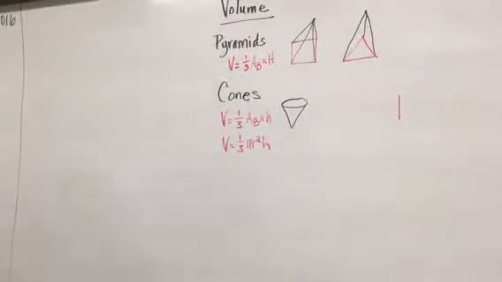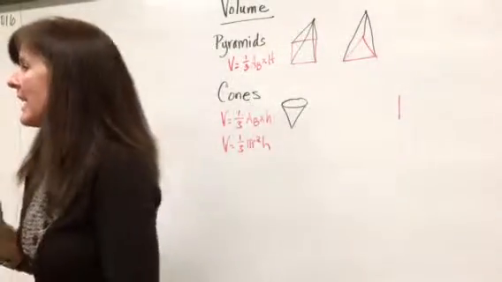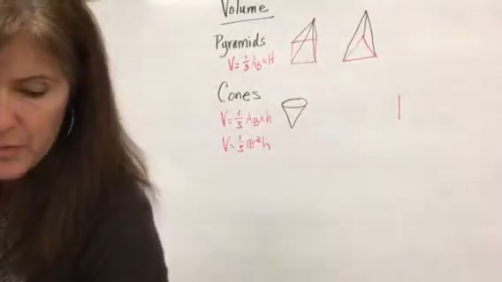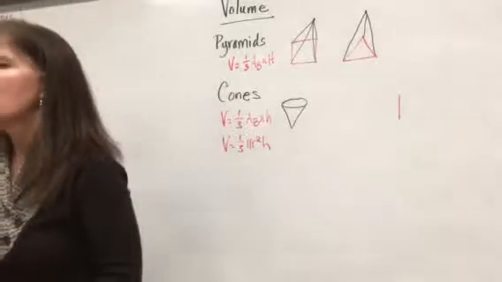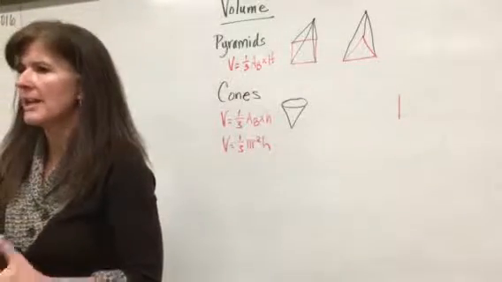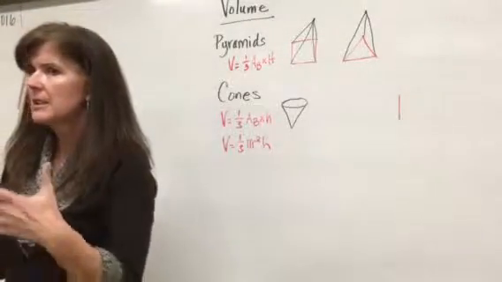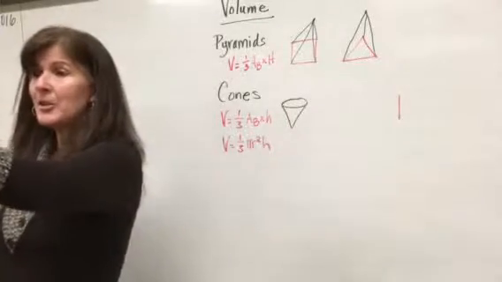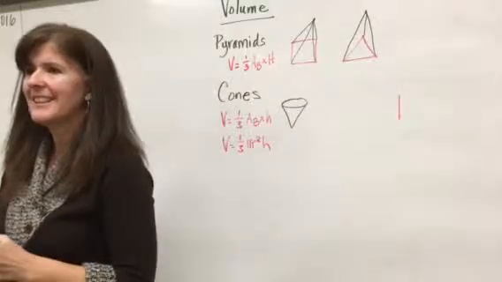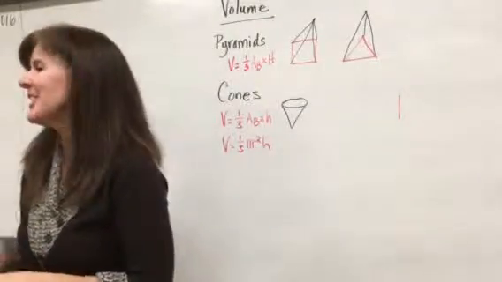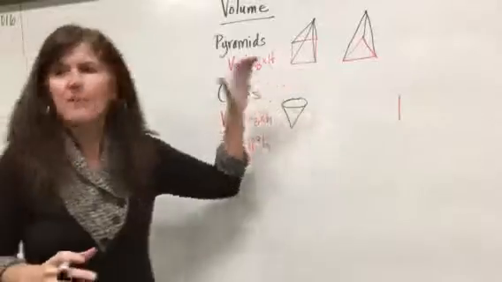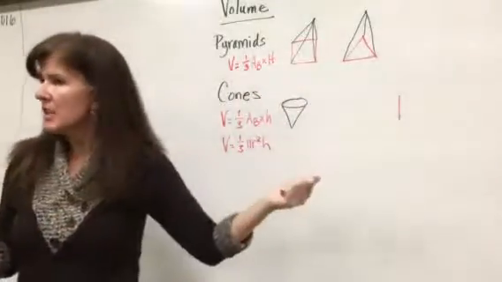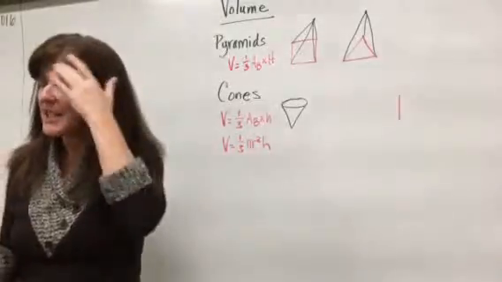Okay, today we are on 6.3 and we are talking about volumes of pyramids and cones. In 6.2 we talked about, what did we talk about? Volumes of what? Prisms and what has a circular base? Cylinders. Good. Once you get the formulas down and you know the radius or how to find the area of the base, you just plug it in, right? Area of the base times height.